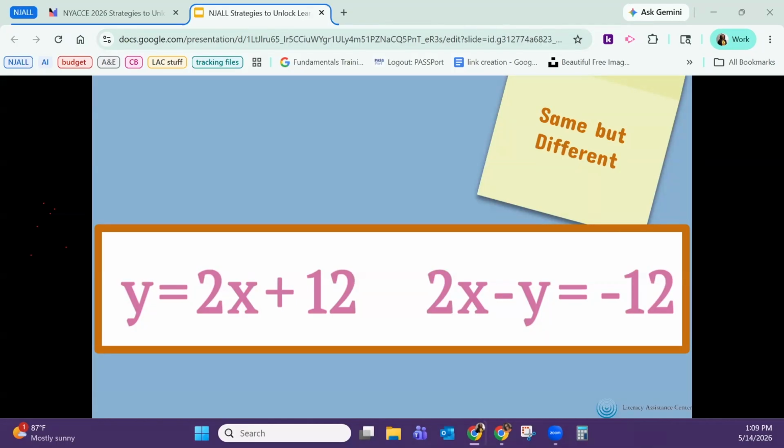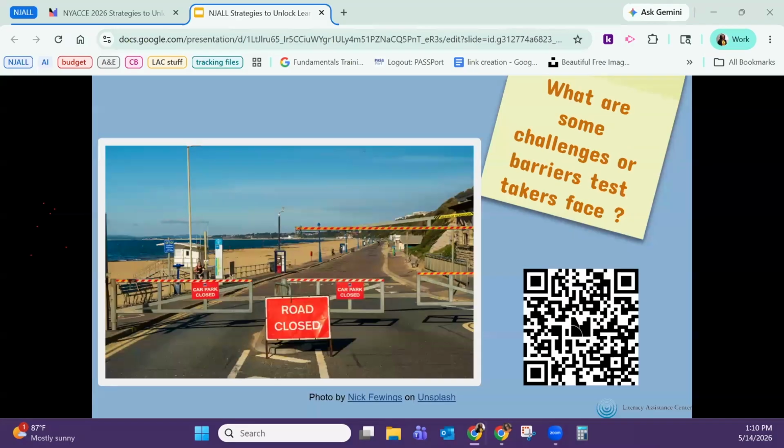In fact, I presented on it at COABE with science. I did a same but different with science. So those of you who teach all the subjects, same but different is where it's at. I love same but different. It's a good way to get students who are having trouble to see something or notice a pattern, where they might understand one thing but not this other thing, same but different will really help to unlock that.